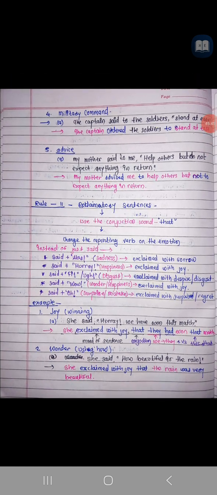Next, military command. The captain said to the soldier, stand at ease. So convert: the captain ordered the soldiers to stand at ease. Why use "to" here? Because I already told you, whenever the mood of the sentence is advice, request, command, order, or forbidding, those types of sentences are imperative sentences, and for an imperative sentence the conjunction must be "to".